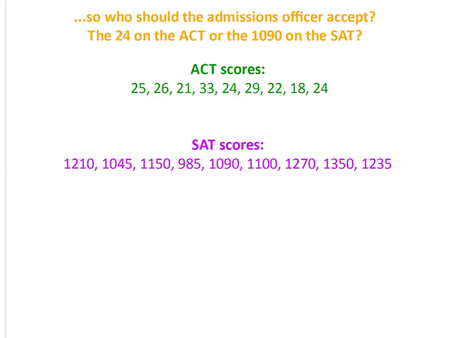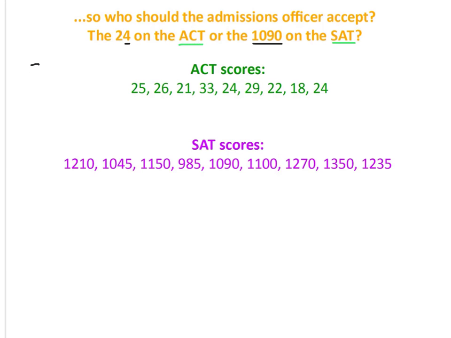So who should the admissions officer accept? The 24 on the ACT or the 1090 on the SAT? Well, in order to compare the ACT with the SAT, I need to find the z-score for the 24 and the z-score for the 1090.